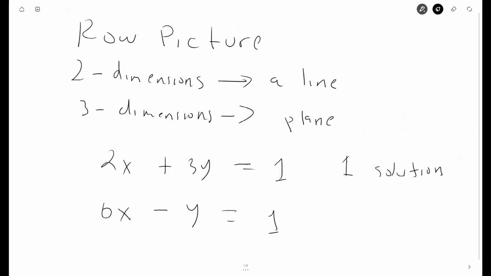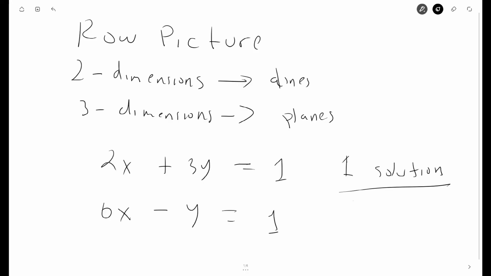And I made a mistake, because in a 2 dimensional system the solution is a point. In 2 dimensional systems we're working with lines, and then in 3 dimensions we're working with planes. In this particular system we're gonna have one solution, because it's a 2 dimensional system.